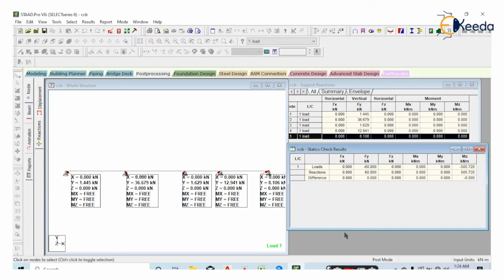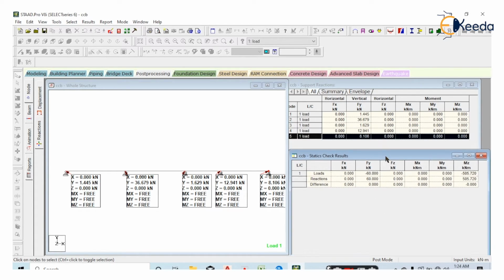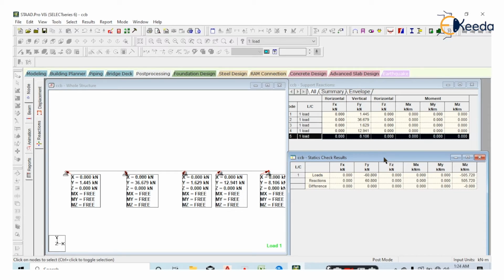Check results. Sum of all the reactions should be equal to sum of all the loads. Okay, so loads applied 60.8 kilonewton and reactions also 60.8, which is good, okay, correct.